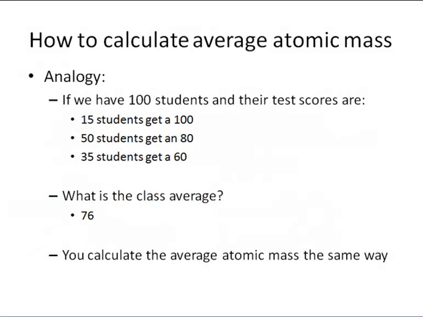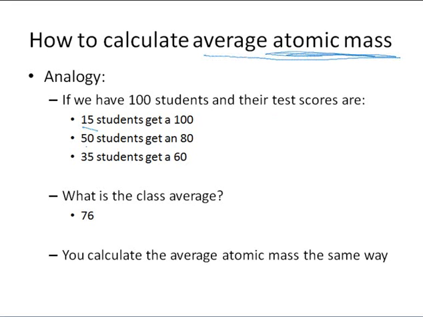Okay. So the number on the periodic table, as it turns out, is a weighted average atomic mass, and often just called atomic mass. So in order to talk about how to calculate that average, I thought it would be helpful to use an analogy first. So let's say I had 100 students and their test scores were as follows.